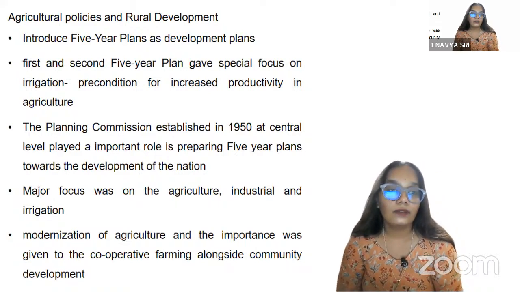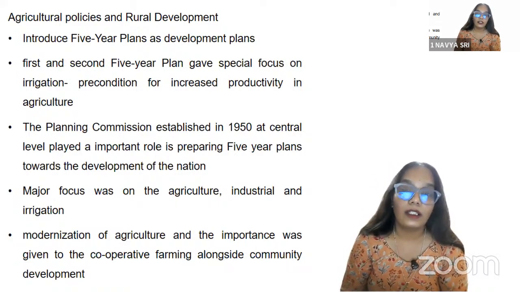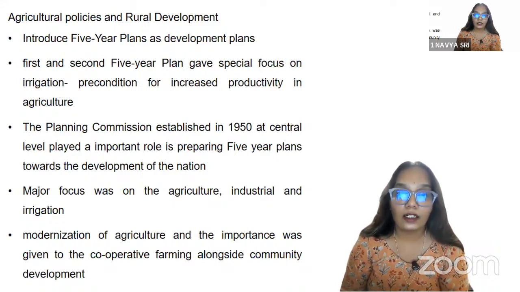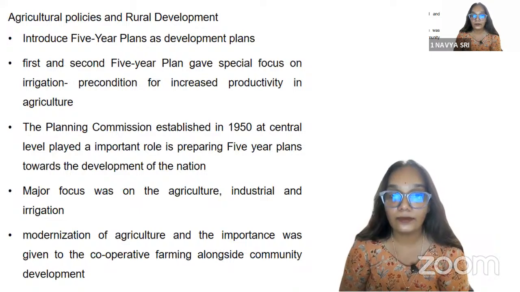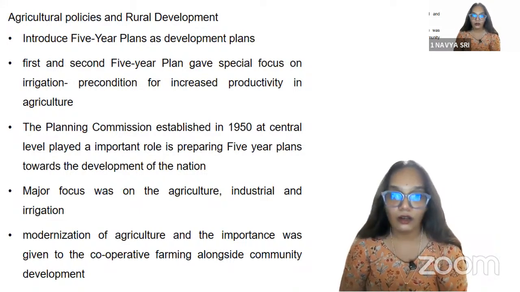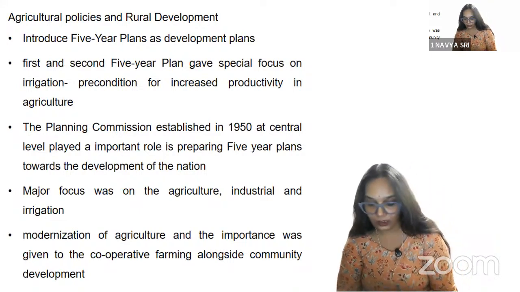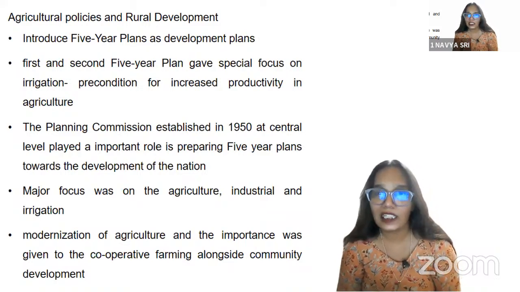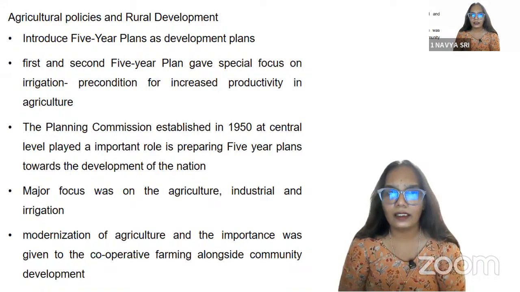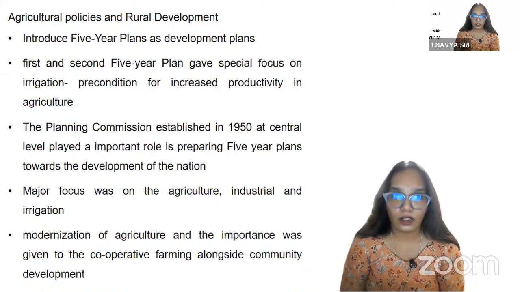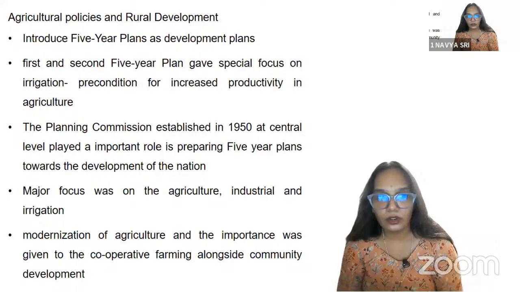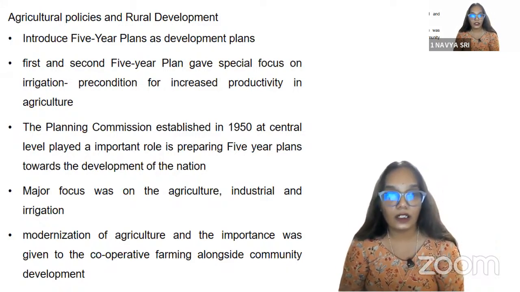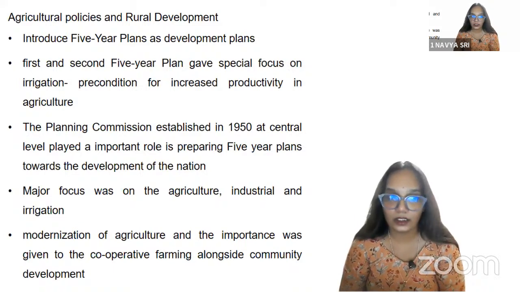So the main agenda of the first and second 5 year plans was to increase irrigation, which in a way leads to an increase in productivity in agriculture. What happens if there is an increase in irrigation, productivity, or yield? It would definitely lead to an increase in the economy. So the first and second 5 year plans gave special focus to irrigation, a precondition for increased productivity in agriculture.